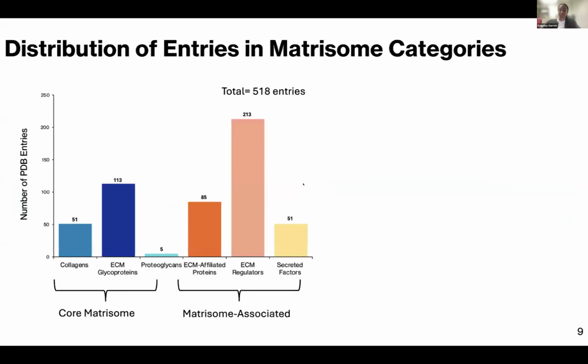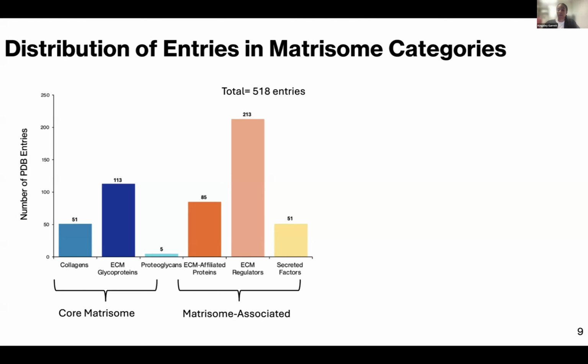proteins, we had a total of 518 entries. And so with this, the entries were distributed into matrixome categories. We saw that the majority of the proteins lay in the ECM-affiliated proteins, ECM regulators, and the secreted factors, which fall into the matrisome division, as I mentioned earlier, in comparison to a small number that were part of the core matrisome. And this could be mainly due to the fact that core matrisome proteins are insoluble in nature, whereas matrisome-associated proteins are more readily crystallized.